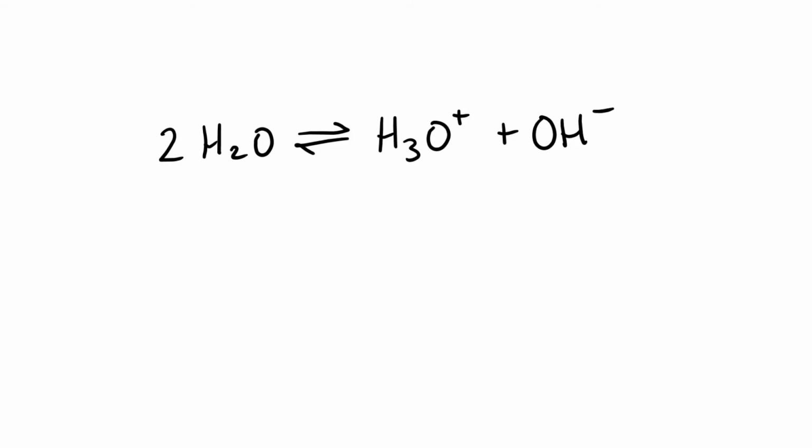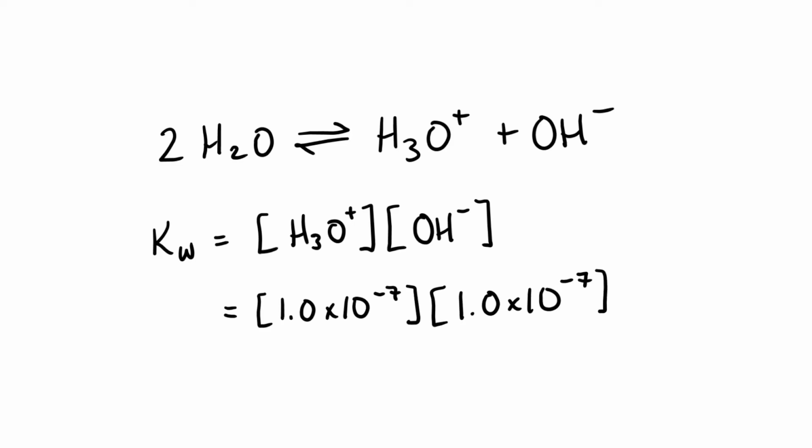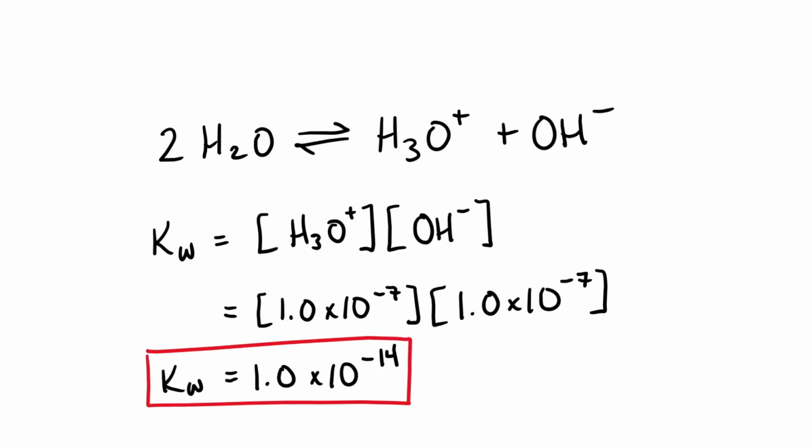Finally, let's take a quick look at the self-ionization rate of water. Since water is the only reactant and it's not included in the calculation, the constant that we'll call Kw is equal to the concentration of hydronium times the concentration of hydroxide. And experimentally, we find that the amount of each in neutral water is 1.0 times 10 to the negative 7. So the dissociation constant of water is 1.0 times 10 to the negative 14, a fact that will become handy in the next video.